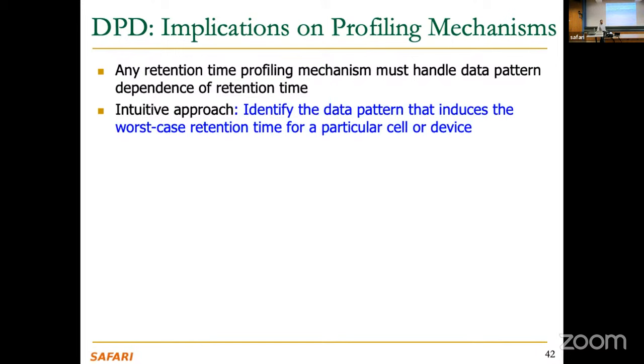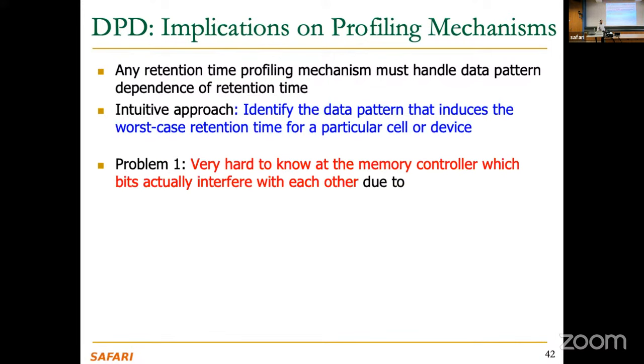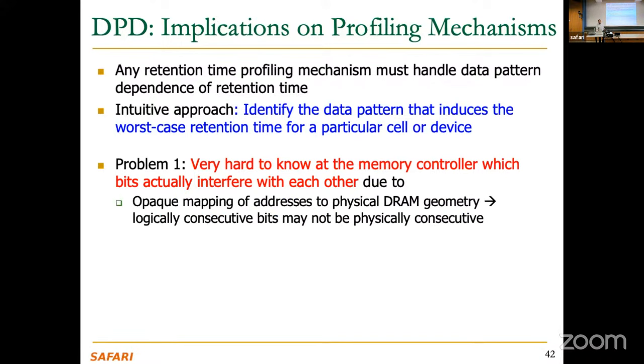The intuitive approach is identifying the data pattern that induces the worst case retention time for a particular cell. But the problem is we do not know it. It's very hard to know from the memory controller which bits will interfere with each other, because those can be organized in different ways inside the DRAM chip. You need to understand the DRAM geometry, and there's an opaque mapping. If you remember from yesterday in the BlockHammer lecture, I talked about some row remapping that happens internally inside the DRAM chip, and you do not have that information from the memory controller. A similar case is here as well. You also have some shuffling, some remapping across different columns. You do not know any of these, and that's a challenge.